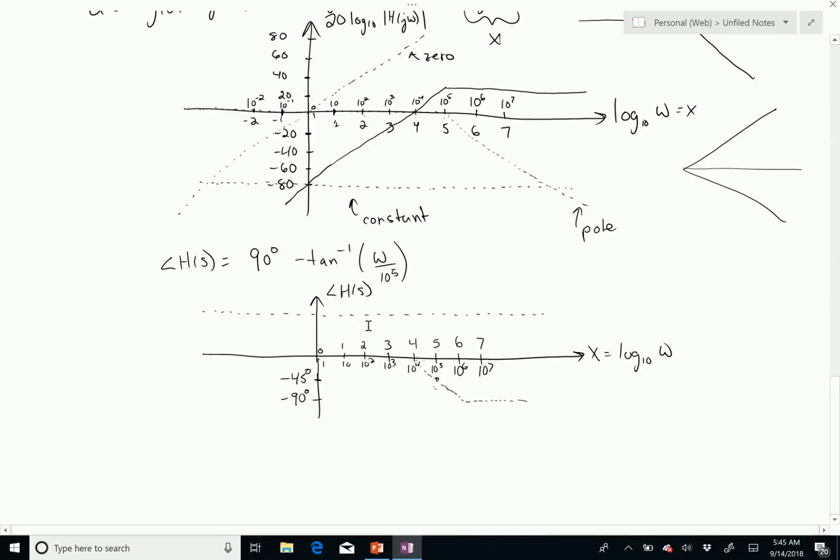So at all frequencies, I add these up. So like right here, I have 90 plus 0. 90 plus 0, 90 plus 0. Once I get to here, I have 90 minus 45 is 45. By the time I get here, I have 90 minus 90 is 0. So that says the overall phase looks like this. All right, so I begin falling around 10,000, done falling around 1,000,000.